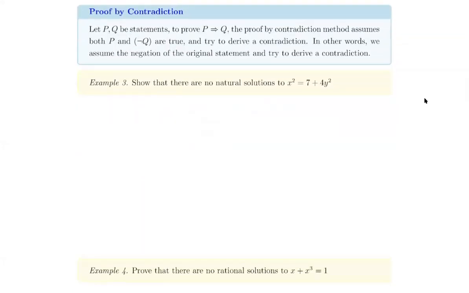Let's move on to contradiction. So proof by contradiction is saying that if we have two statements and we need to prove P implies Q, then what you need to do is you assume the negation of this, which is P and not Q, and then you just try to derive a contradiction from there. So that's proof by contradiction. You assume the negation of the original statement. Again, since I did example 3 in my other tutorial, we will do example 4 in this tutorial, okay? So here's my example. Prove that there are no rational solutions to x plus x cubed equals 1.